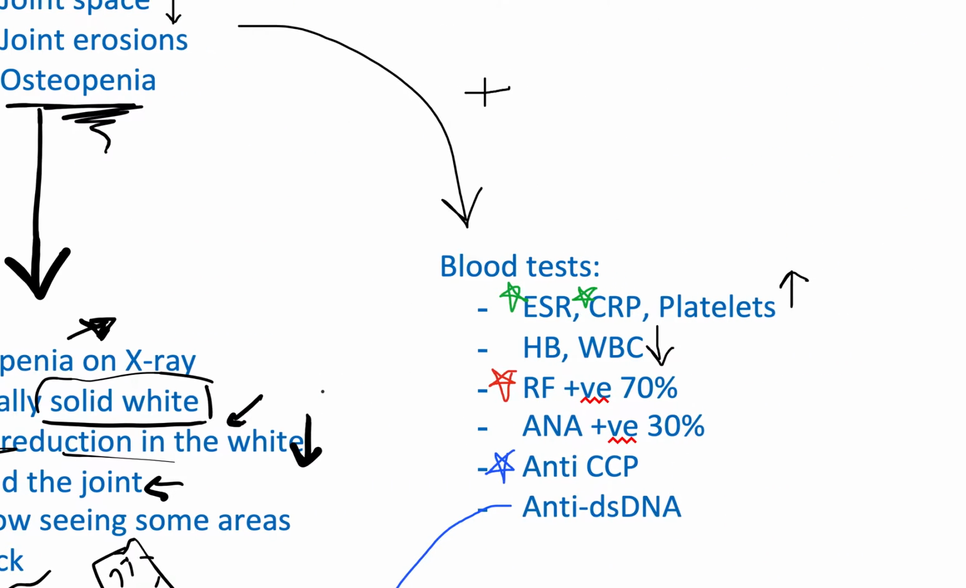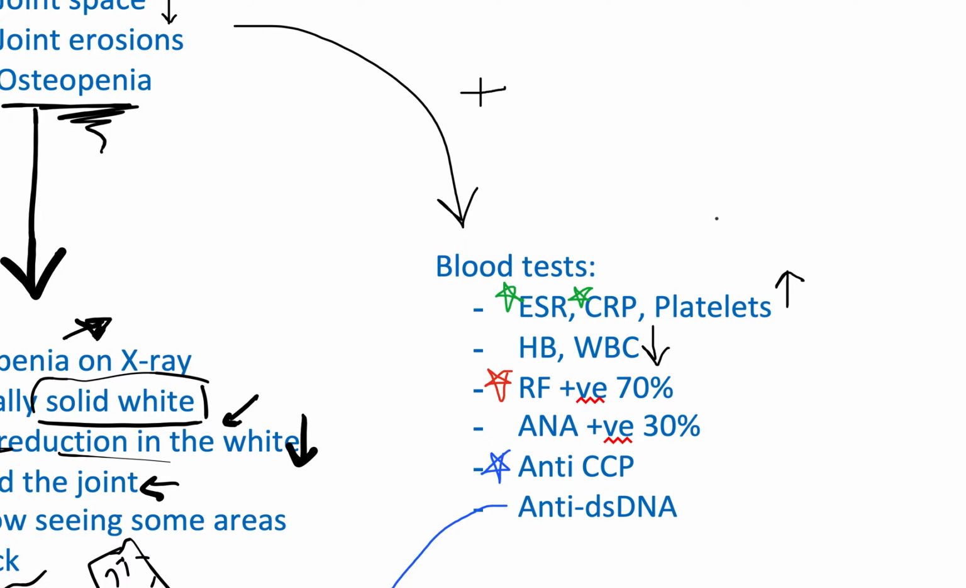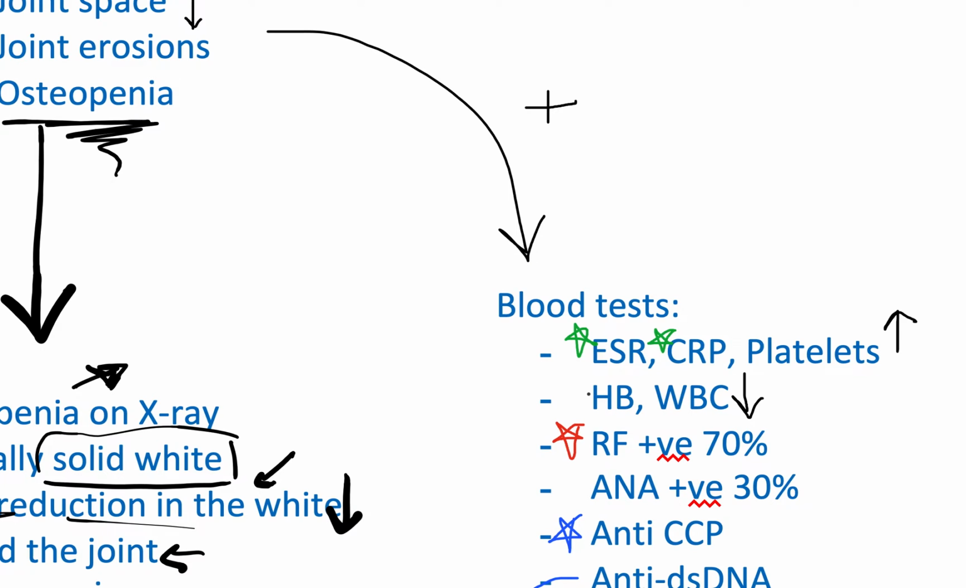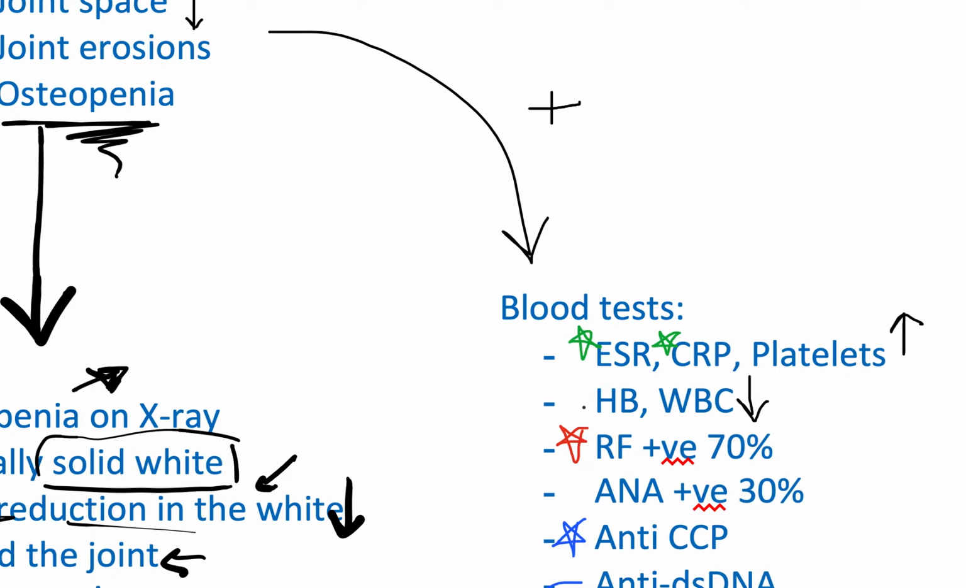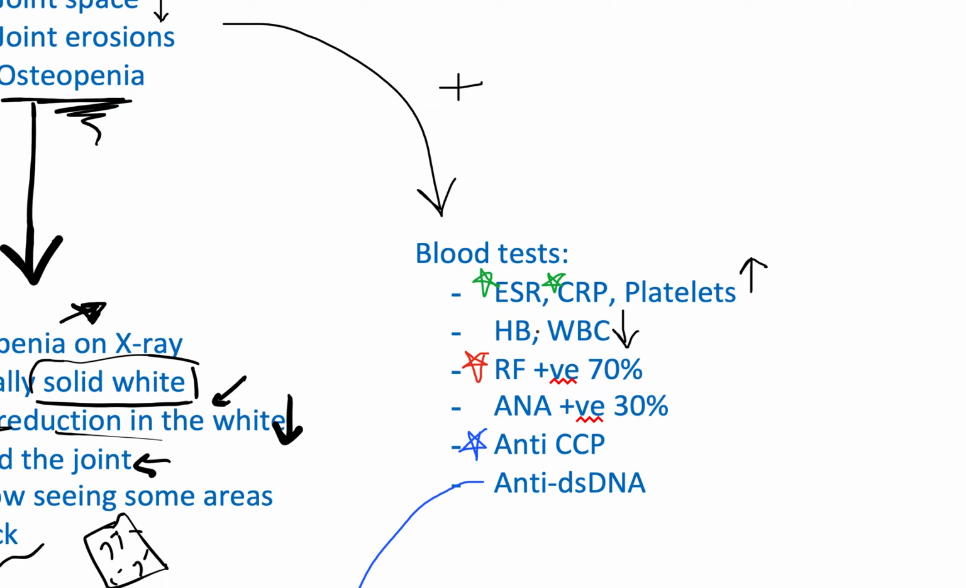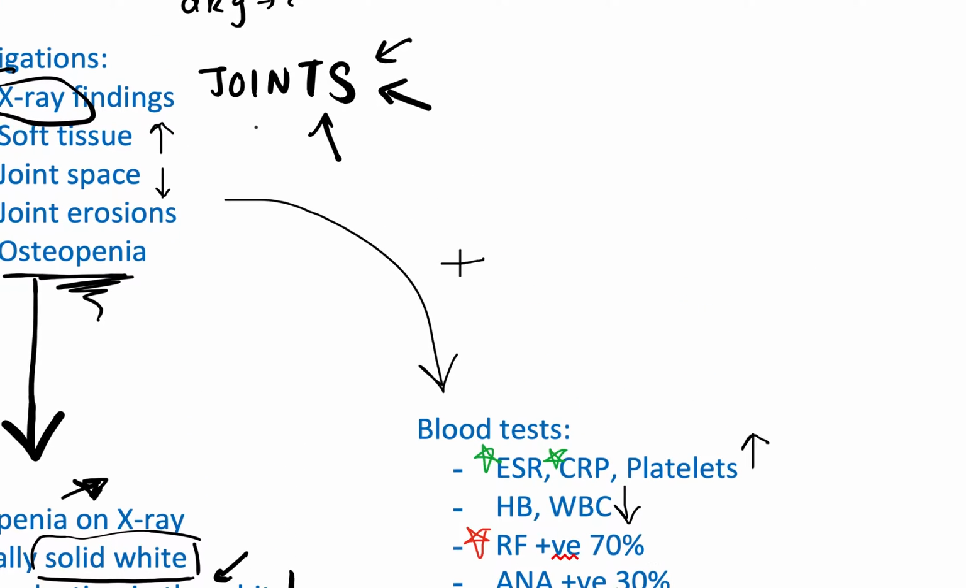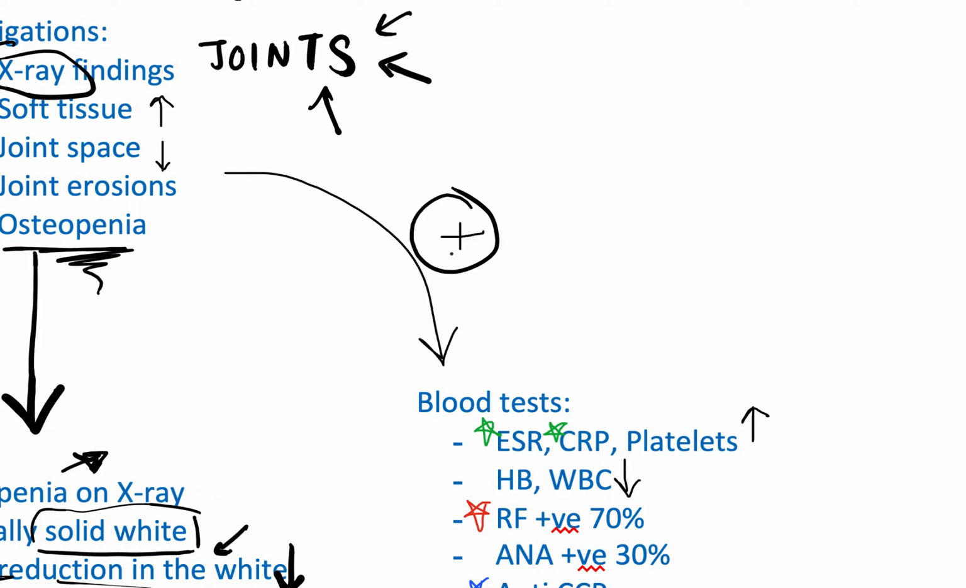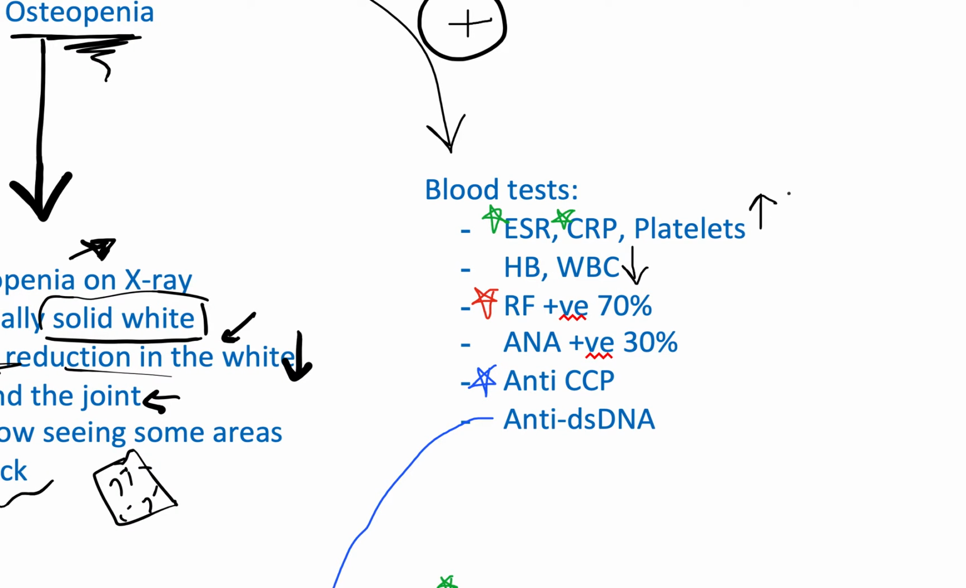Now, what about the blood tests? The blood tests in rheumatoid arthritis are key and very, very important, especially when it comes to the autoantibodies. So you have ESR, which is erythrocyte sedimentation rate. You also have CRP, you also have platelets, and these get increased. So along with the X-ray, you also have these characteristic blood test findings. The ESR, CRP, and platelets are increased. Hemoglobin and white blood cell count is reduced.